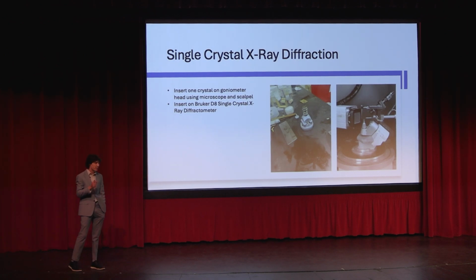And what you do is you take this crystal, you cut it with a scalpel into 1 micrometer in length, using a microscope, and then you insert that crystal onto this goniometer head, that's a little spiky tube thing, and then you take that head and you insert it onto the microscope. This microscope is cooled using liquid nitrogen.